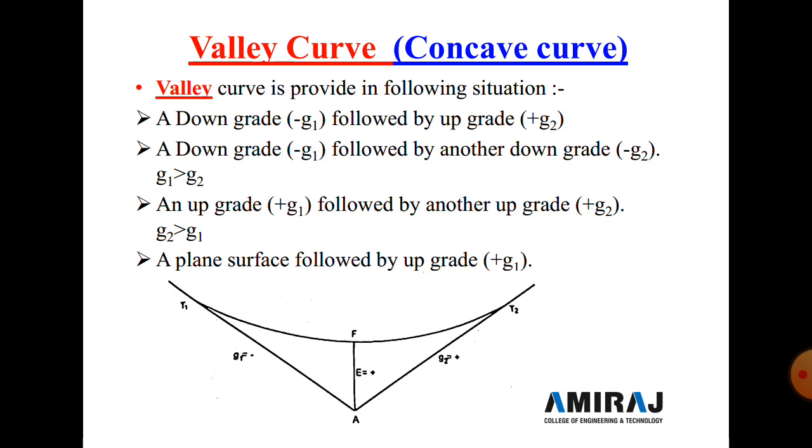And what is a valley curve? The valley curve is also called a concave curve. A valley curve is provided in the following situations: a downward grade minus G1 followed by an upgrade plus G2; a downward grade minus G1 followed by another downward grade minus G2, where G1 is greater than G2; and an upgrade plus G1 followed by another upgrade plus G2, where G2 is greater than G1. It can also be a plane surface followed by an upgrade plus G1.